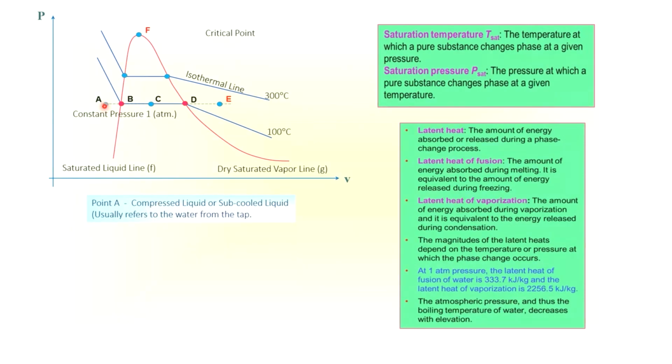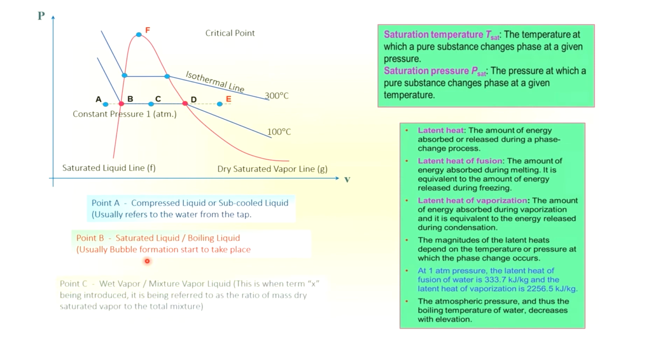Now, point A is where you have your compressed liquid or subcooled liquid. From the previous diagram, we can transfer it to this PV diagram. Then you have point B, which is the saturated liquid or the boiling liquid. Usually bubble formation starts to take place.